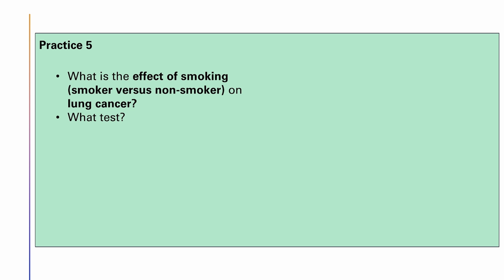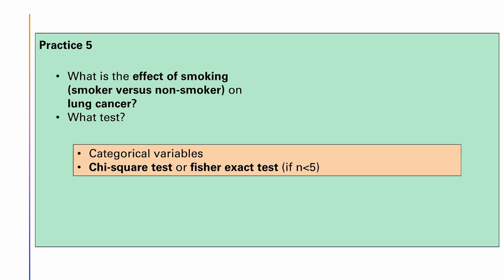Okay, I'll be really pleased if some of you can solve it by now based on the knowledge that we have previously discussed. In this scenario, we are analyzing categorical variables. Hence, the correct test will be the chi-square test, or the Fisher exact test if any cells in the cross table have a sample size of less than 5. Okay, I hope those examples were helpful in consolidating your knowledge. Let's move on to the next session now.